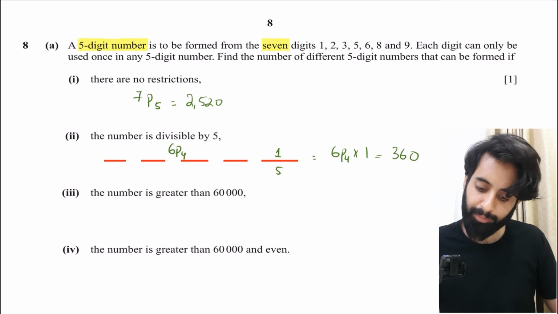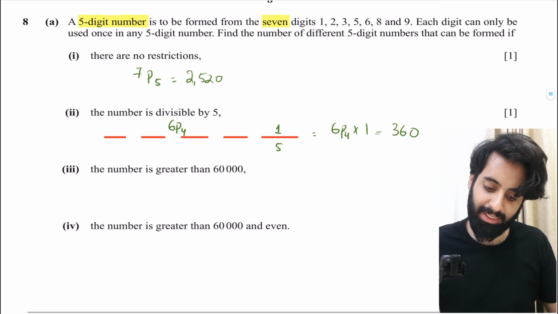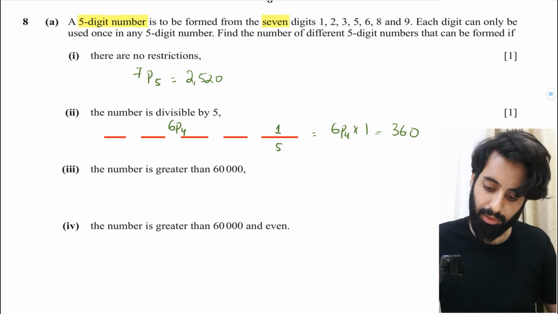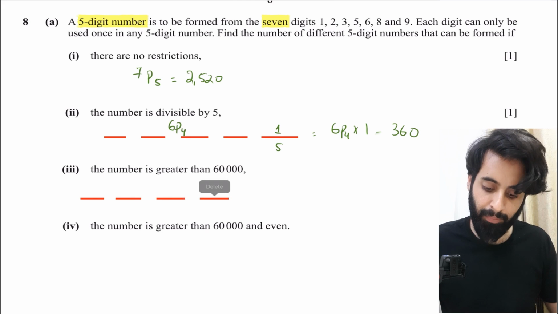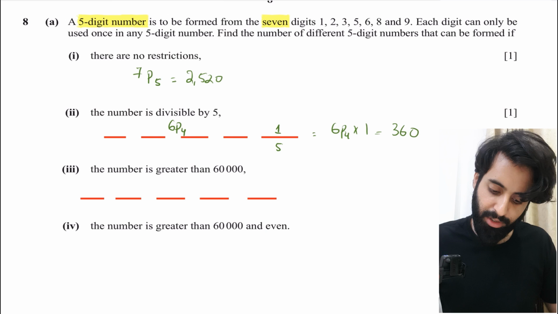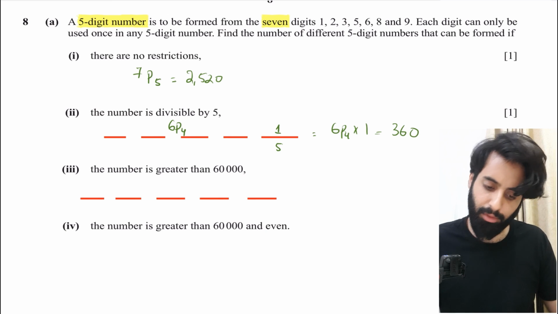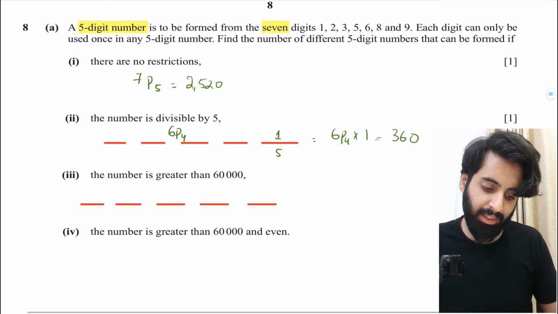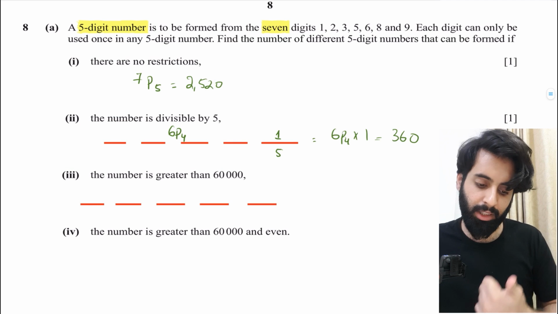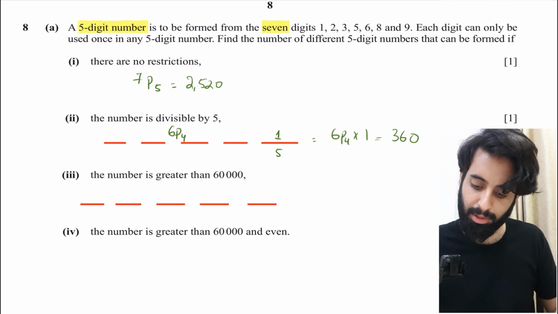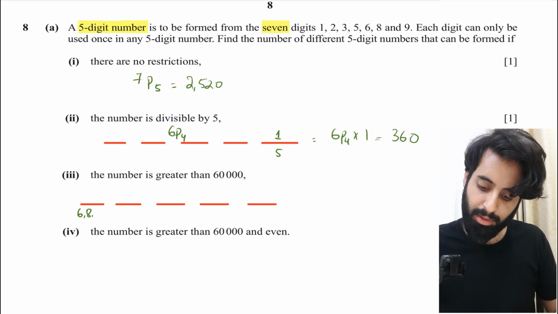Now, the number is greater than 60,000. All right, if the number needs to be greater than 60,000, that's the condition we need to settle first. Remember, if there's a restriction or a condition, that is the condition that needs to be settled first. So 1, 2, 3, 4, 5. If the number is greater than 60,000, that means the first digit can either be 6, 8, or 9. So how many options do we have? We have 3 options to play with.